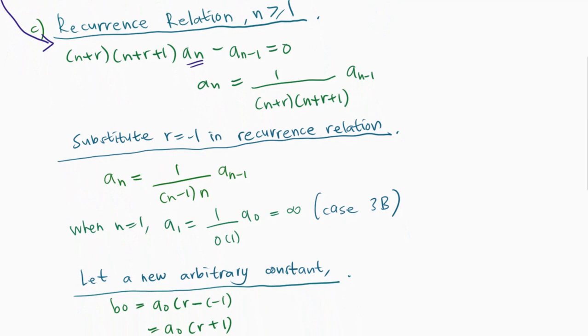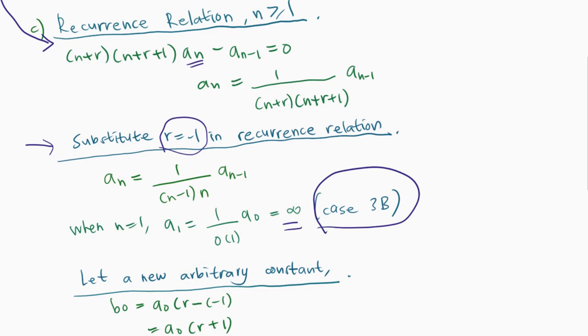Next, you need to substitute the small value of r in the recurrent relation, which is r equal to -1. Remember, -1 is smaller than 0. Okay. So, a_n is equal to 1 over (n minus 1) times n, a_(n-1). So, when n equal to 1, we have a1 equal to 1 over 0 times 1, a0, which is infinity. Automatically, it is case 3b.